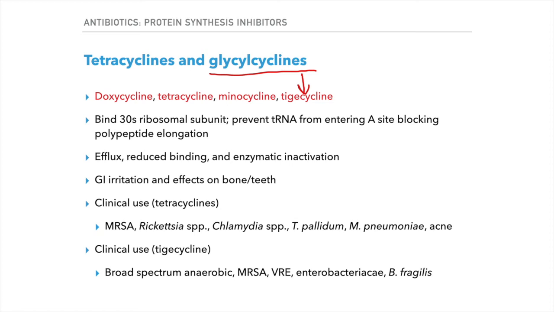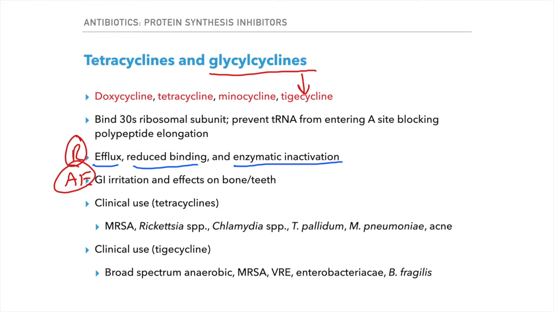How are tetracyclines and glycylcyclines resisted? The answer is through efflux, reduced binding, and enzymatic inactivation. Adverse effects to be aware of include GI irritation and effects on the bone and the teeth.